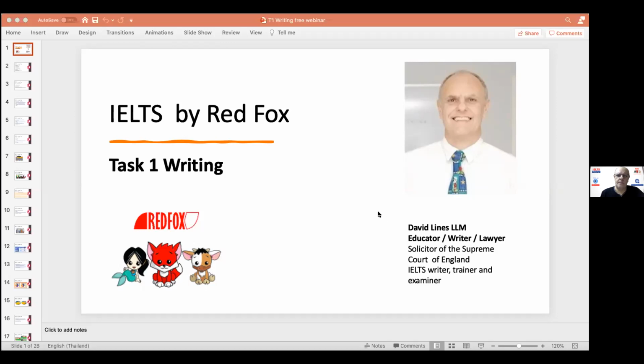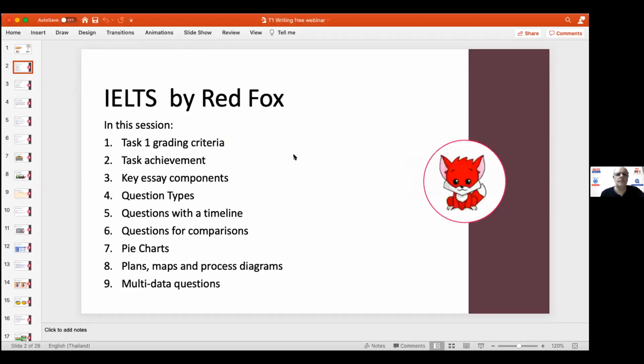Now then, let's look at what we'll do today. Here is the agenda. We'll talk firstly about the grading criteria for Task 1, and the main part of that in the context of what we're talking about today is the task achievement part of the score.